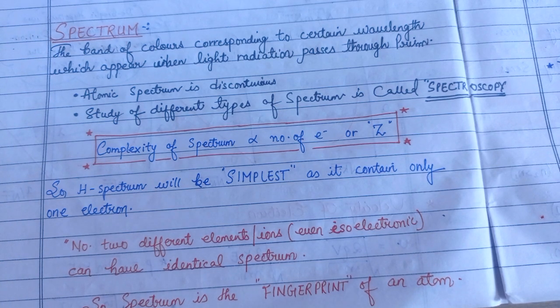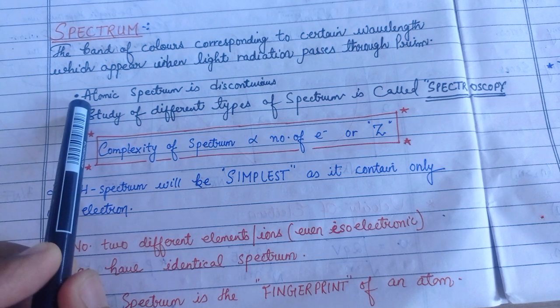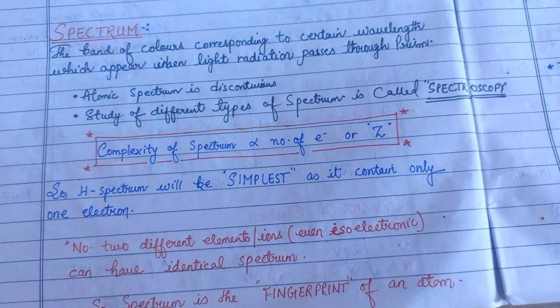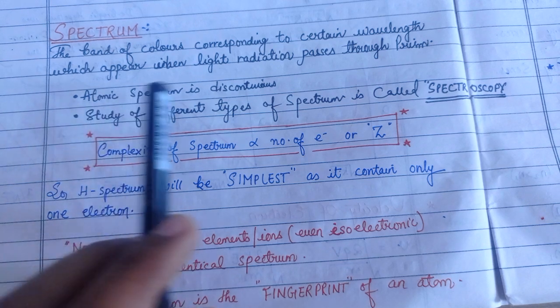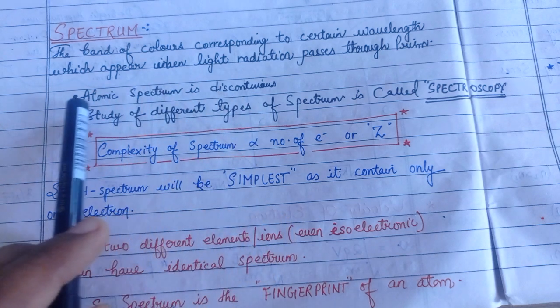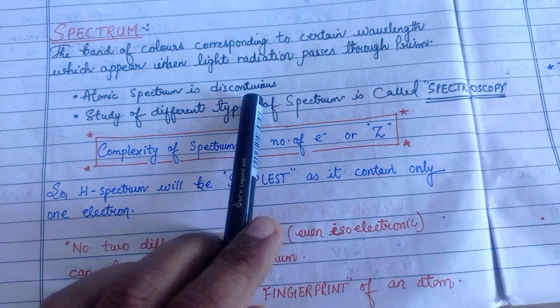And my dear students, when we learned about Planck's quantum theory, you know that according to it, light radiations are emitted or absorbed discontinuously, not continuously. So if light radiations are emitted or absorbed discontinuously, a very important point, the atomic spectrum is a discontinuous spectrum. But our natural example, the rainbow, where one color merges with another color, is an example of a continuous spectrum. It means the rainbow is an example of a continuous spectrum, but the atomic spectrum is an example of a discontinuous spectrum.